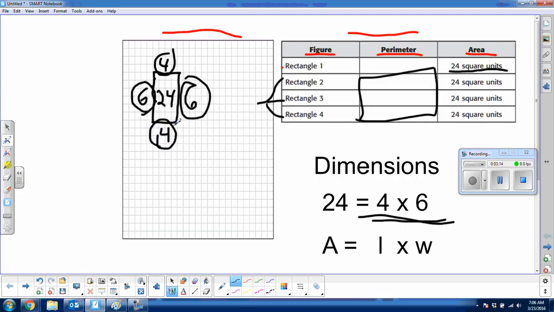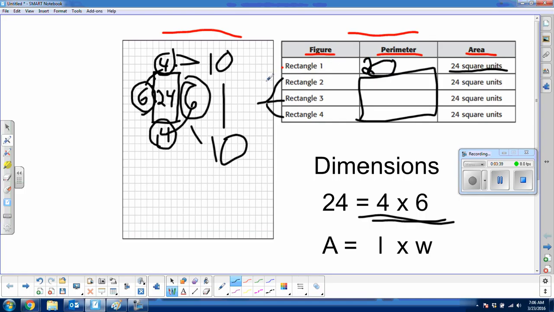So tell yourself, what is 4 plus 6? And add 4 plus 6 to that. Well, 4 plus 6 equals 10. And another 4 plus 6 equals 10 as well. Alright, so with that being said, I can put my 10 and my 10 together, and that gets me 20. So my perimeter right now is 20.